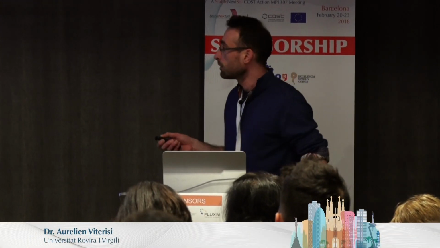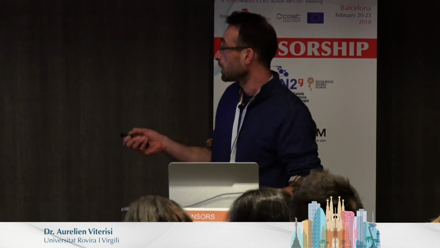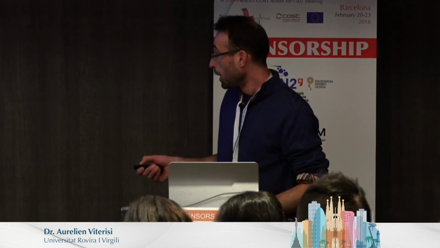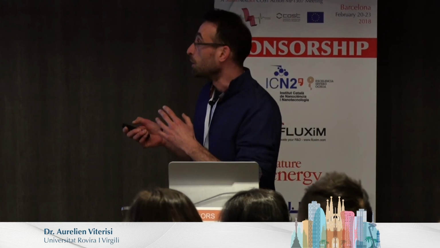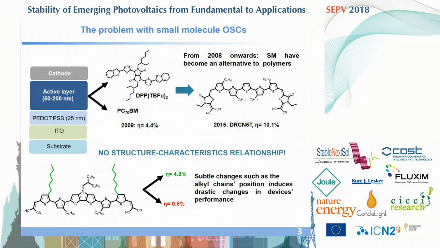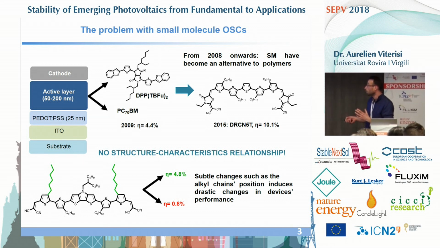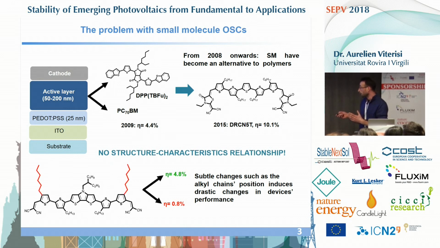Maybe I should mention that even though I'm from the University of Tarragona, this work was carried out in strong collaboration with the ICIQ, which is also in Tarragona. The main motivation behind this work was to find a profound explanation for how very subtle changes in the structure of a small molecule, I'm talking about small molecule solar cells now, and nothing to do with polymers, like the position of an alkyl chain, for example, induce, and this is almost always the case, a very drastic change in the properties of the device you make with that donor.